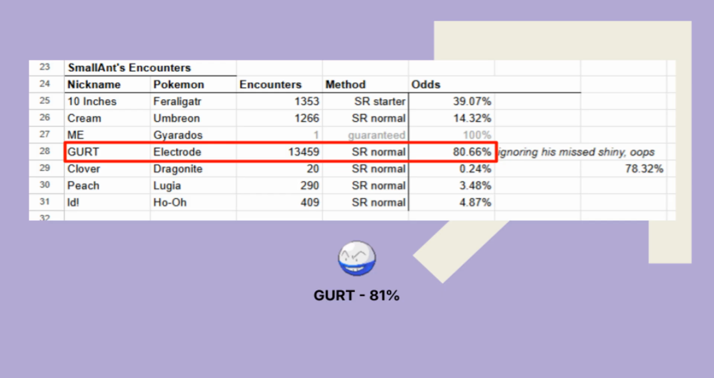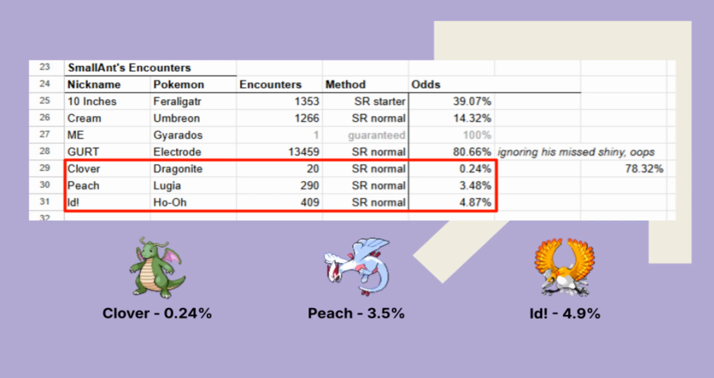Not much better. This pales in comparison to the insane luck he gets from here on out. He must have prayed to Fortuna and received the boon, as he proceeds to never go above 500 encounters for the next 3 Pokemon he hunts, getting 0.24% for Dratini, 3.48% for Lugia, and 4.87% for Ho-Oh.